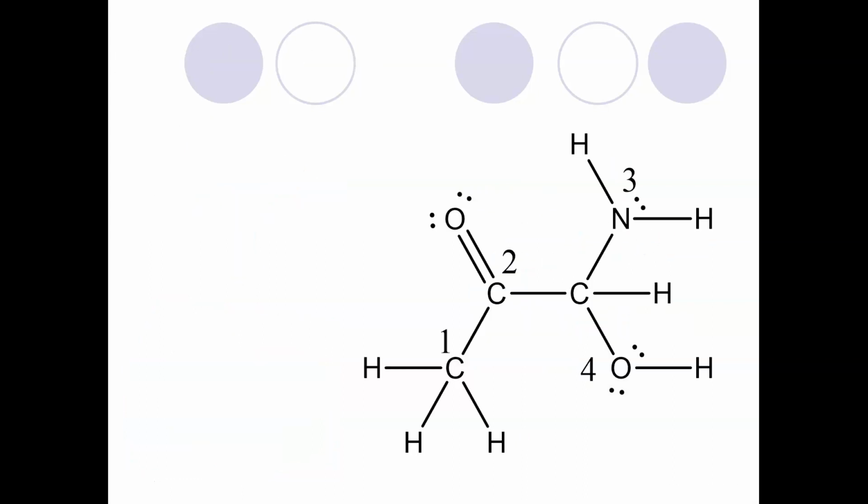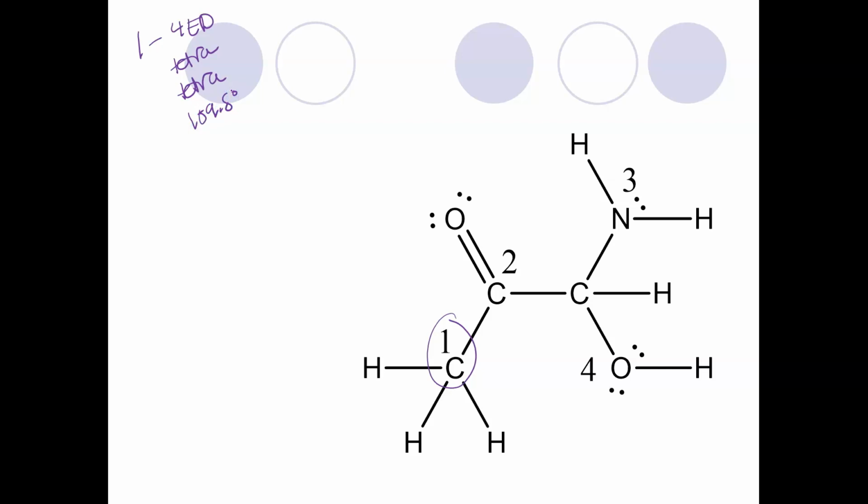So here's an example of a structure that I've already drawn, and I'm going to have us answer questions about the numbered atoms. So carbon, number 1. 4 electron domains. It's got a tetrahedral electron domain geometry, a tetrahedral molecular shape, and a 109.5 degree bond angle.